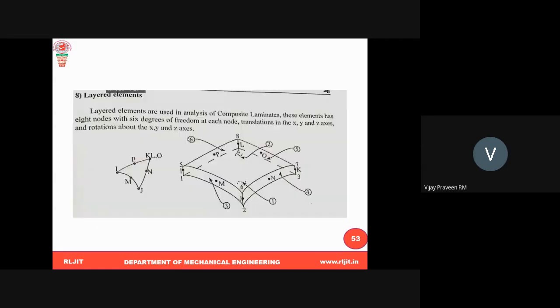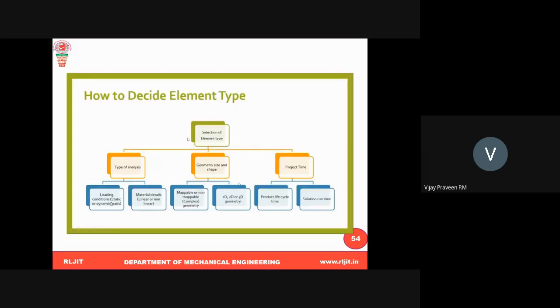Okay. As I said, there are different types of elements. Then how to decide this? This is the first step, as I said, for beginners in analysis. This selection of elements depends upon 3 factors again: what type of analysis you are going to do, what type of geometry and size there is, and what the project time is. Based on that, you have to choose it.